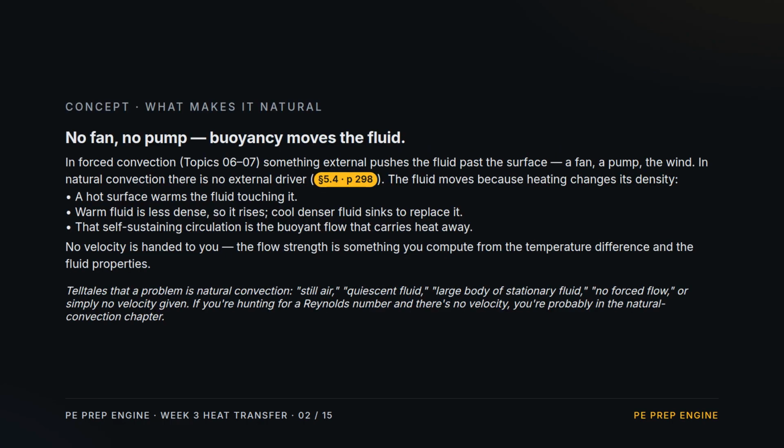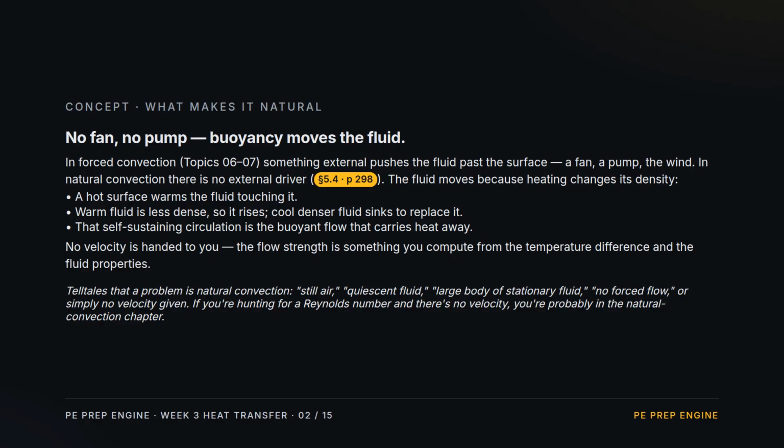In forced convection, something external pushes the fluid. A fan, a pump, the wind. In natural convection, there's no external driver. Heating changes the fluid's density. A hot surface warms the fluid touching it. Warmer, less dense fluid rises, and cooler fluid sinks to replace it. That self-sustaining circulation carries heat away.